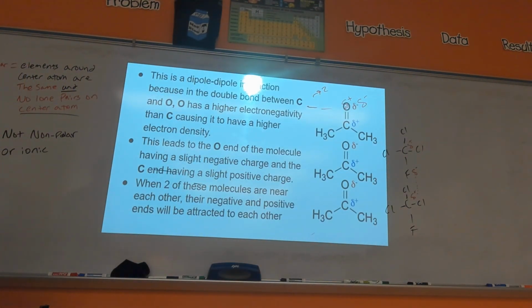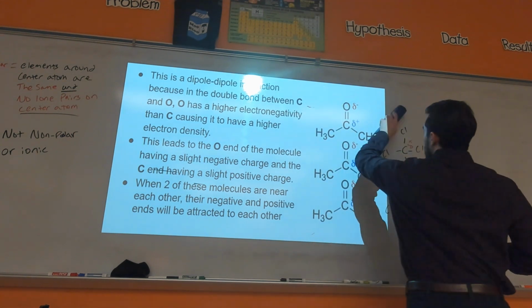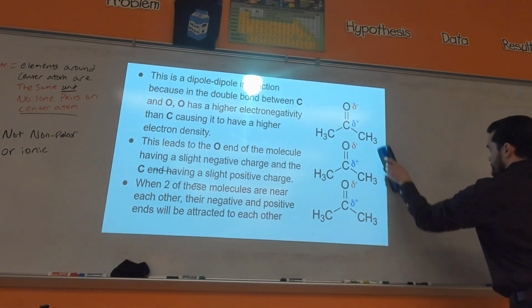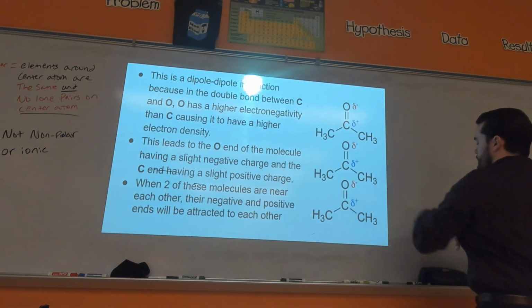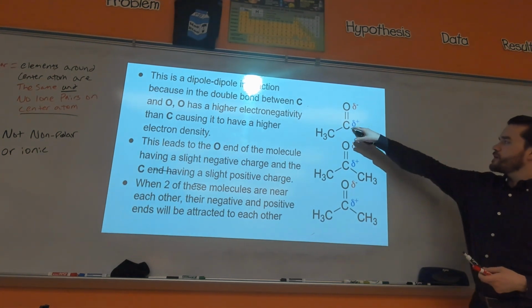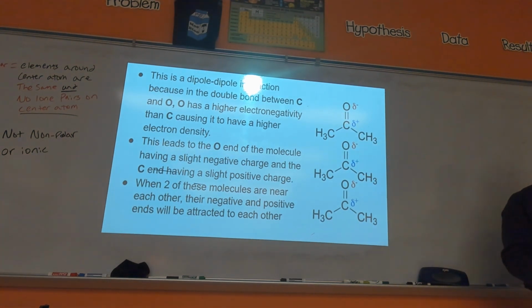So moving on. Here's another example. If we look here, carbon to oxygen, that bond is a polar bond. Oxygen is more electronegative than carbon. That's why oxygen gets the partial negative charge. Carbon is not as electronegative. That's why carbon gets the partial positive.